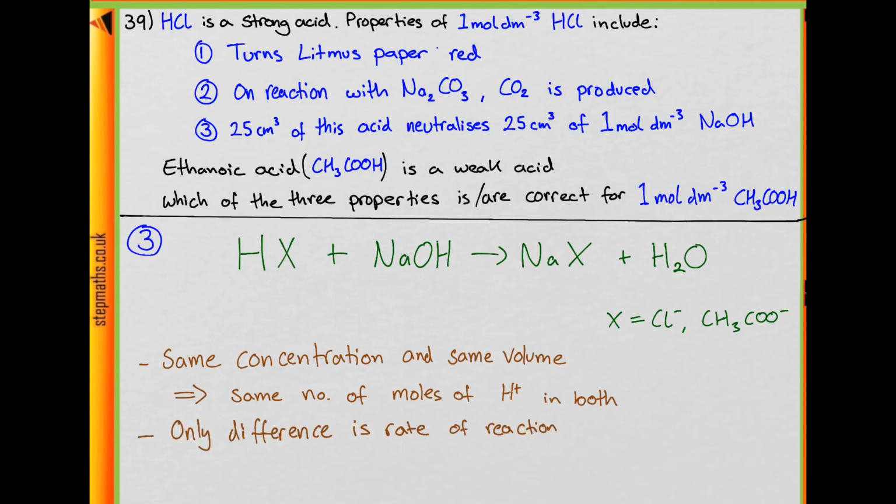So the only difference here will be the rate of reaction, because HCl is a strong acid. It will have all its H+ ions available at the start, whereas in ethanoic acid only some will be available at the start. So with HCl, the rate of reaction will be faster, but you still need the same amount of sodium hydroxide. So therefore, this property is correct for both of these acids.